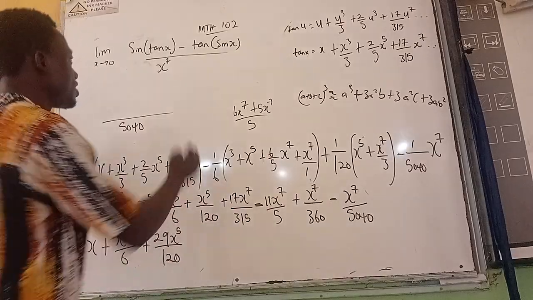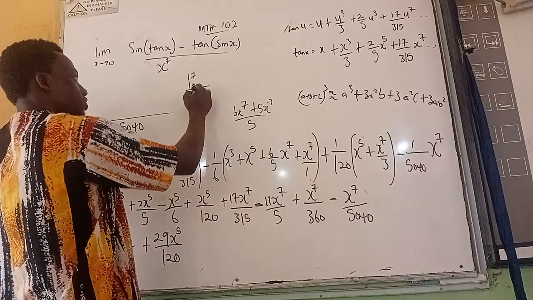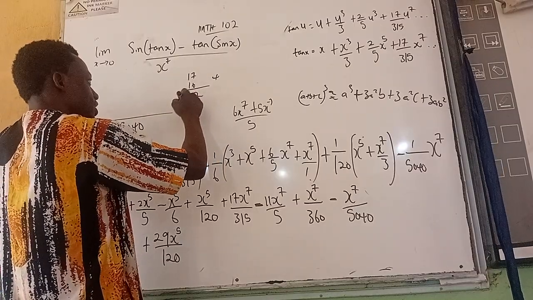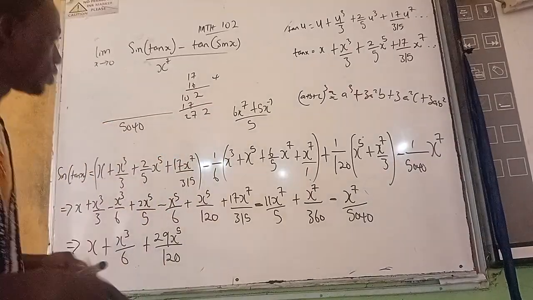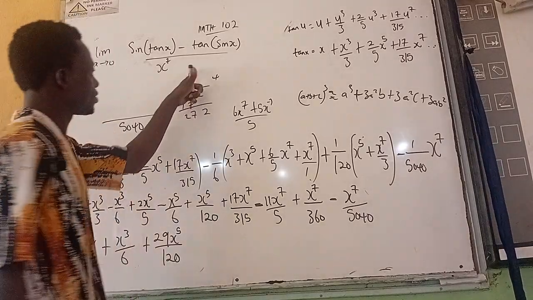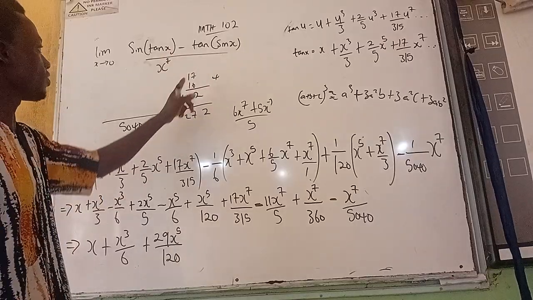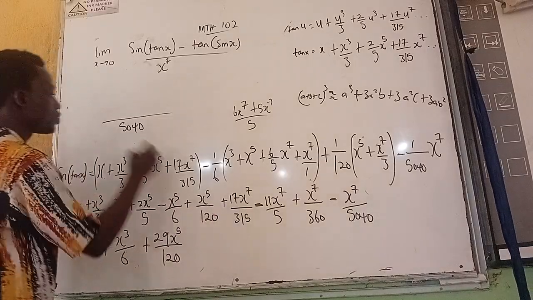16 times 17, 17 times 16. 6 times 1 is 6, plus 4, that's 10. 1 times 7 is 7. 1 times 1 is 1. We have 272. So here we have 272x^7.